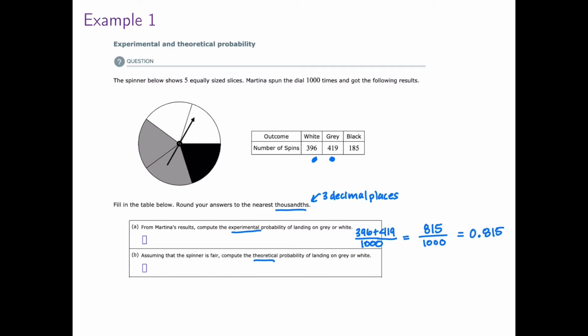Now, what is the probability of landing on gray or white, theoretically? Well, there are 5 total sections of the circle that could be landed on, 5 different slices. And how many of them are gray or white? Well, we have 1, 2, 3, 4. So, 4 out of 5. And if we convert that to a decimal, that would be 0.8. What we can see is that our experimental probability is not exactly our theoretical probability, but they are very close. And the more often you perform the experiment, the closer your experimental probability will approach your theoretical probability.